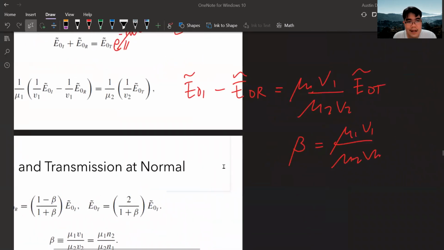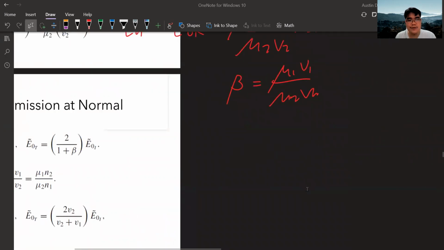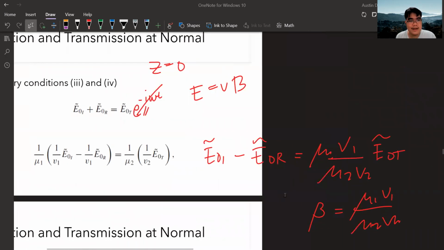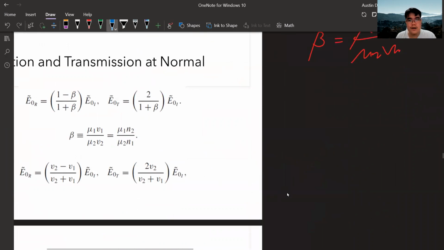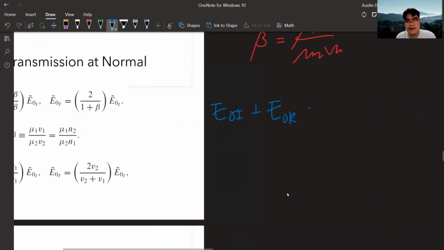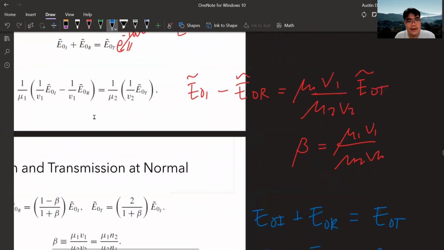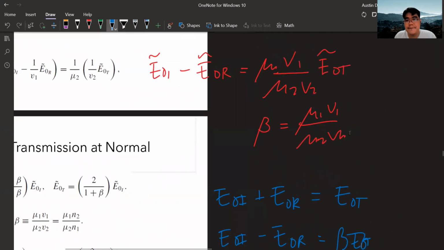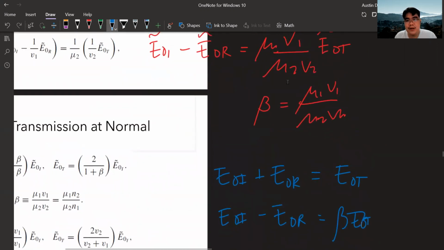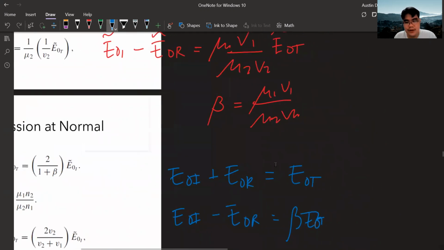Okay? So whenever you have these two equations, sulat natin yung dalawang equation natin. E naught I plus E naught R is equal to E naught T. Tapos yung pangalawang equation natin will be E naught I minus E naught R equals beta E naught T. Okay? So, ayun yung dalawang equation natin. Pinopya ko lang yung una, yun pa rin yun. Then pangalawa, sinimplify lang natin by writing down beta. Okay? So, si beta ay mu1 V1 over mu2 V2. You have this.